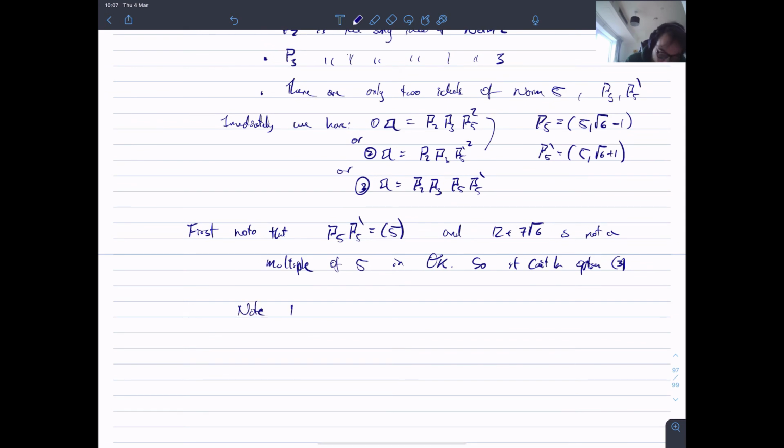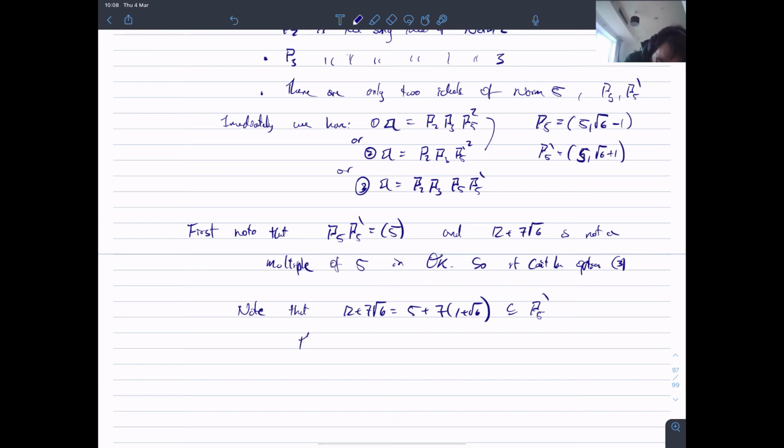You just got to look around. So note that 12 plus 7 root 6 is the same as 5 plus 7 times 1 plus root 6, which is contained in P5 primed. This is the ideal of sums of multiples of 5 and multiples of 1 plus root 6. So this element is clearly inside of this ideal. So this is the right one.